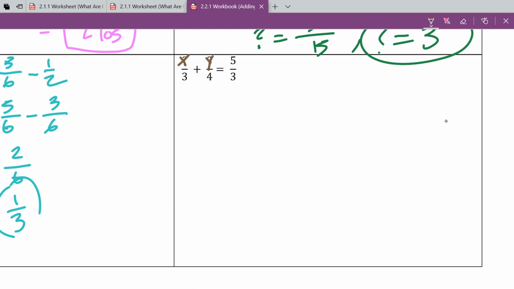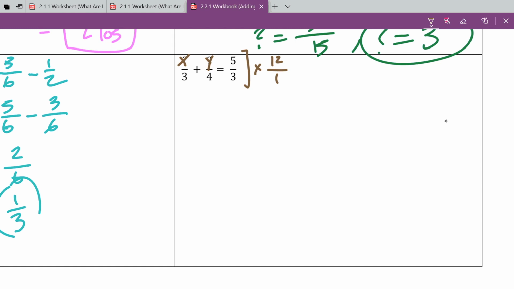So x/3 plus y/4 equals 5/3. Okay. Well, once we have this, we can figure stuff out. We don't like those fractions there. So what we're going to do now is a little technique that I call clearing the fractions. We're going to multiply this entire equation by 12/1.